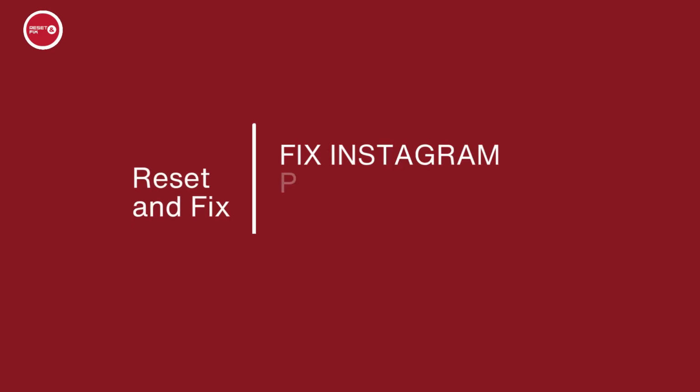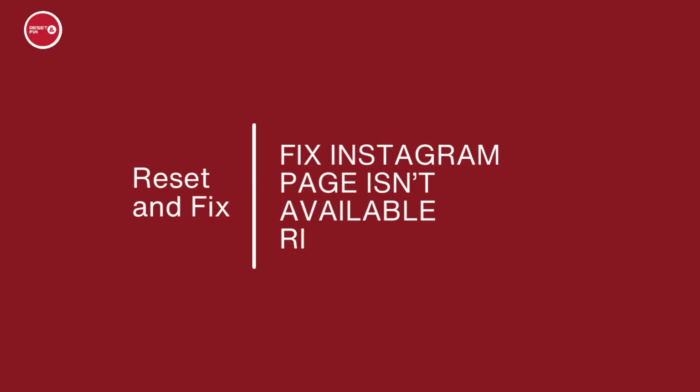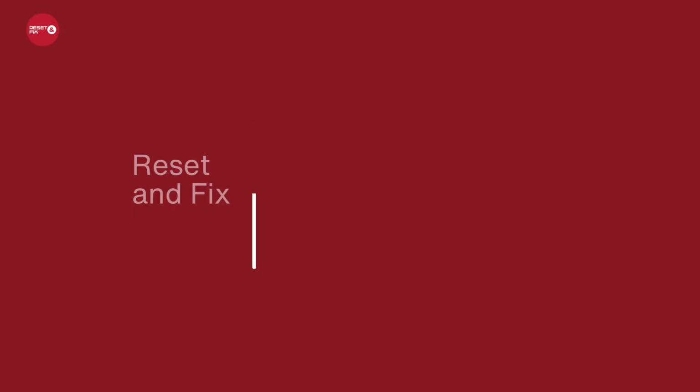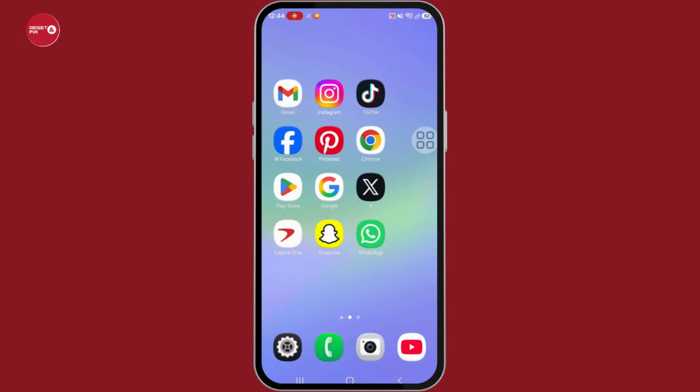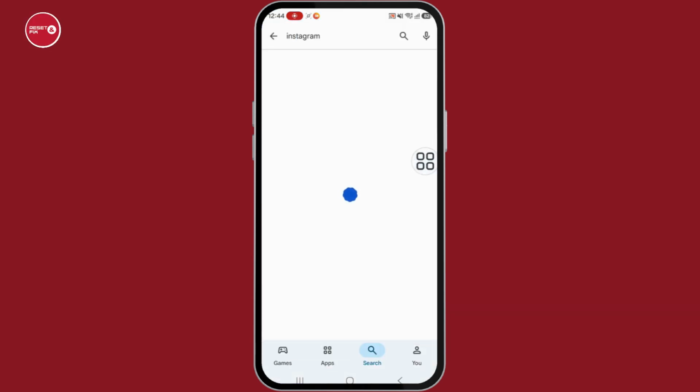In this video, I'll show you how to fix the "page isn't available right now" error on Instagram. The first thing you should do is update the Instagram app. Open the Play Store, search for Instagram, and check if an update is available.